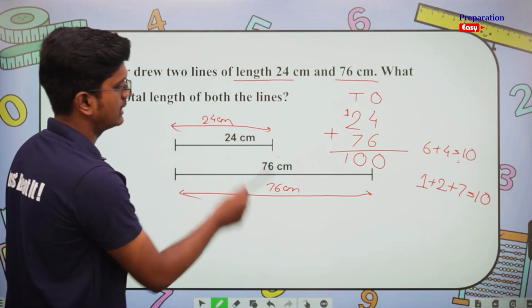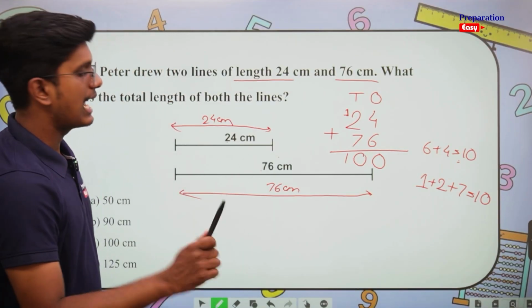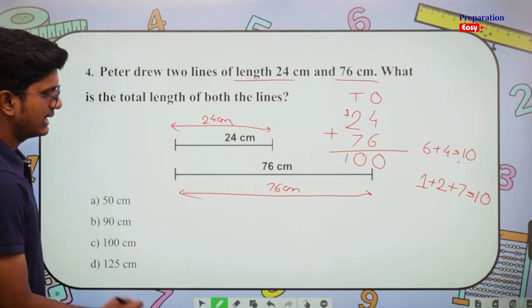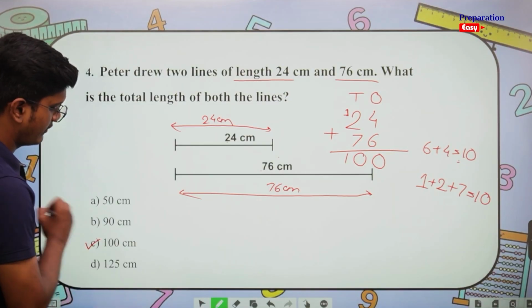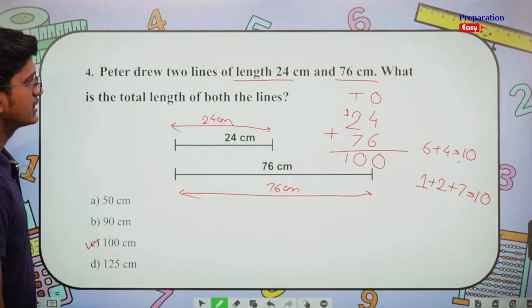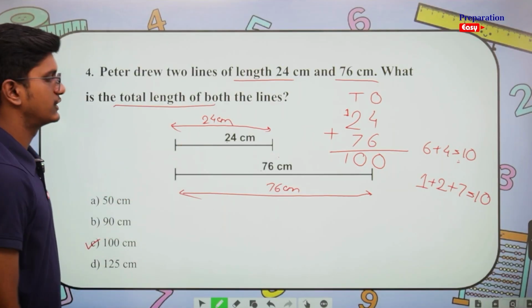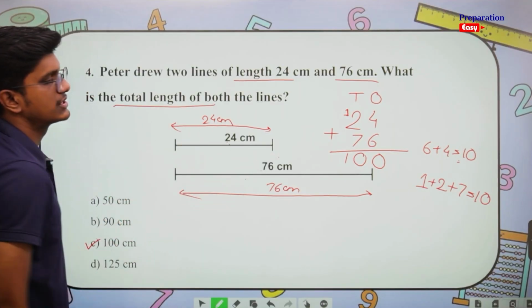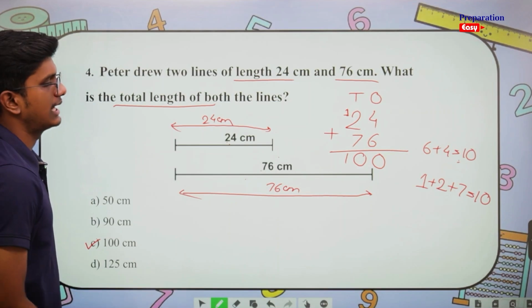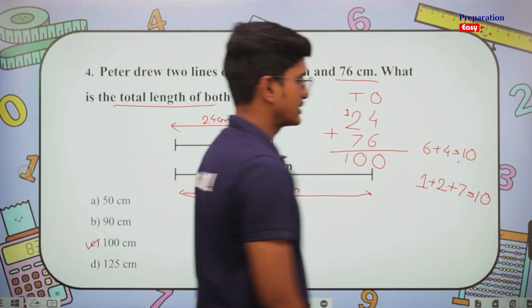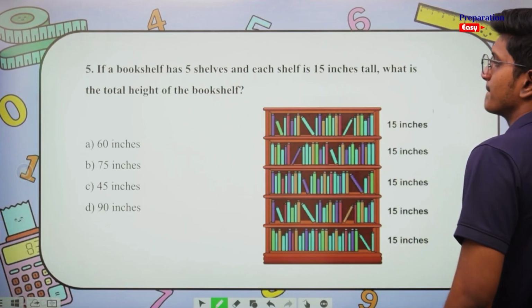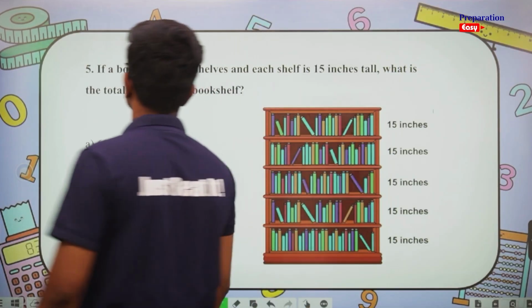When we add together 24 and 76 centimeters, we will get 100 centimeters and we have the option as 100 centimeters, right? So they have asked for the total length of both the lines. So we have to sum this together. We have to add those lines. These kinds of questions are going to come in an exam, okay? Okay, we have another question.